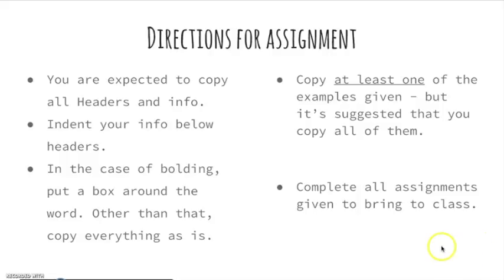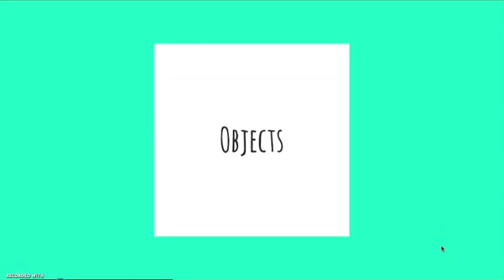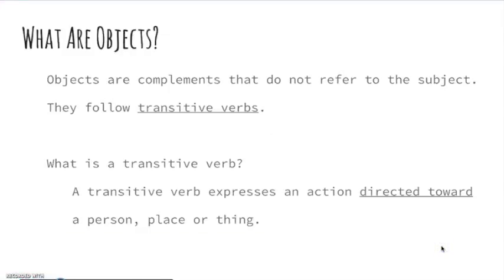So here we go. We're going to start with objects. So what are objects? That's your first header. Objects are complements that do not refer to the subject. They follow transitive verbs. Now, we've already covered transitive verbs, so I'm just throwing this in here as a reminder. A transitive verb expresses an action directed toward a person, place, or thing. Now, I'm going to go pretty quickly through this, but at any time you need to copy anything down, feel free to pause the video.